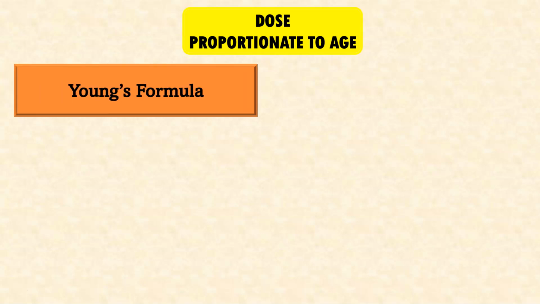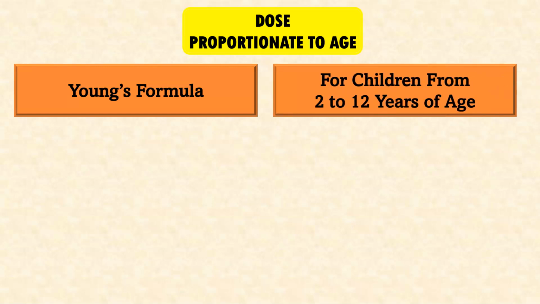Here, Young's formula, as I have told you earlier, is used for calculation of dose according to the age. Young's formula is used for children whose age is between 2 to 12 years. For the children from 2 to 12 years of age, if the dose is to be calculated, you are going to use Young's formula.